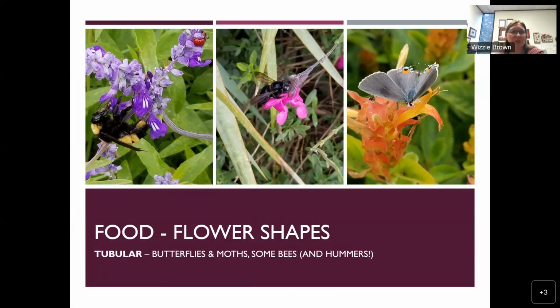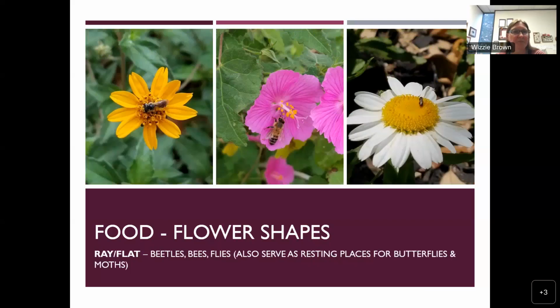So flower shapes, if you're talking about tubular flowers, you are going to get things that have longer mouth parts, a long tongue, or a siphoning tube-shaped mouth part. So these are going to be things like butterflies and moths, and then also some of our bees are going to be able to access that. So you pretty much see that in the pictures. And then of course, I'm not talking about this necessarily today, but you also will get hummingbirds.